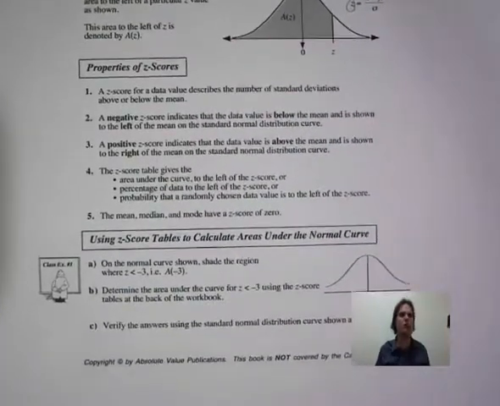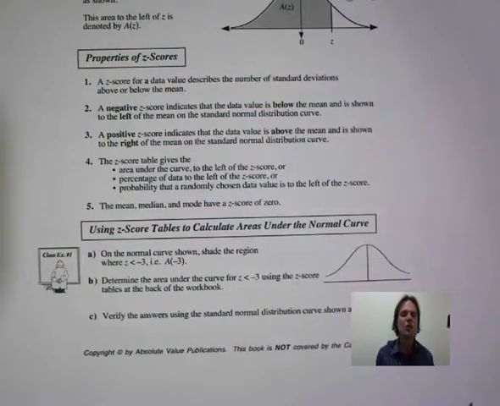So just a quick review, properties of z-score. The z-score for a data value describes the number of standard deviations it is away. A negative z-score means it's on the left side, to the left of the mean, which means it's below the mean. And a positive means it's to the right of the mean, meaning it's above the mean.